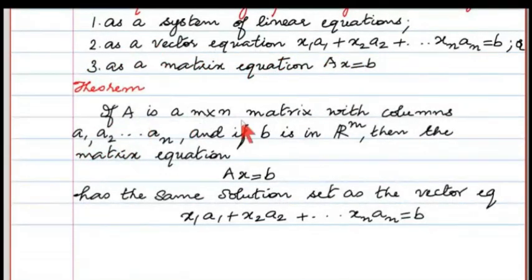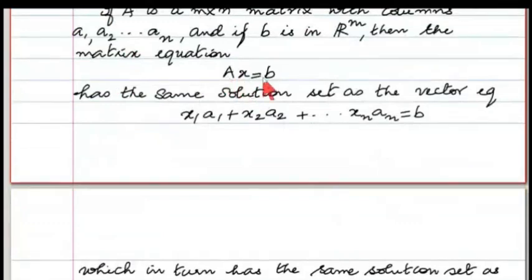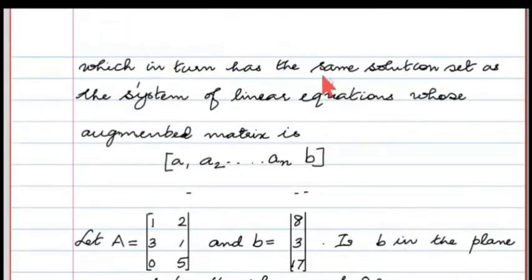Next theorem: if A is an m by n matrix with columns a1, a2, etc., an, and if b is in Rm, then the matrix equation Ax equal to b has the same solution set as the vector equation x1 a1 plus x2 a2 plus, etc., xn an equal to b, which in turn has the same solution set as the system of equations whose augmented matrix is a1, a2, etc., an, followed by the column b.